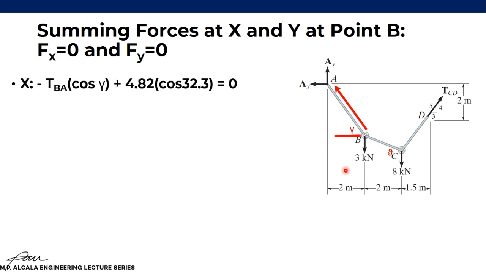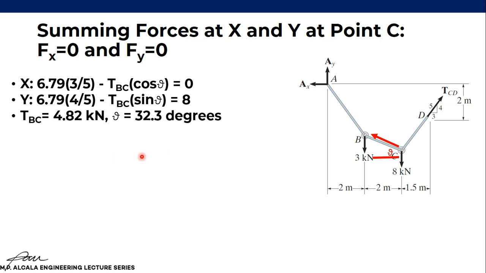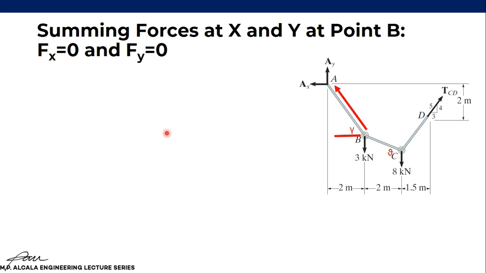Now, summary, let's look at section B, or point B. So method of sections again. I have the force downward at B, negative 3 kilonewtons, the tension at cable AB, and the tension at BC. We have already identified the tension at BC, which is 4.82 kilonewtons, so we will use it.